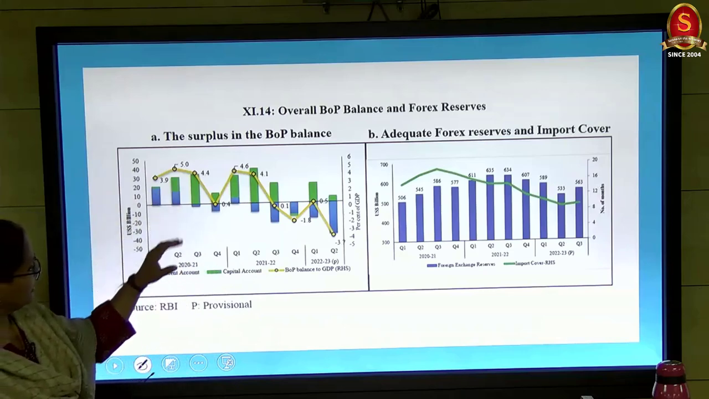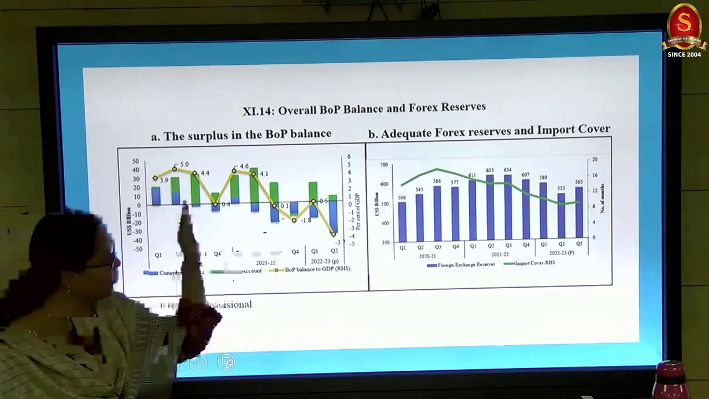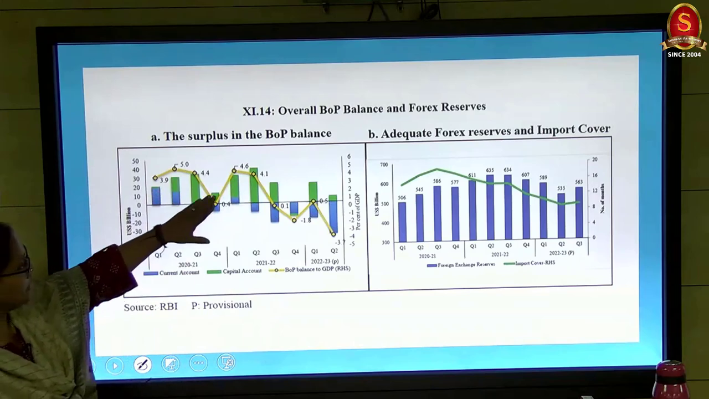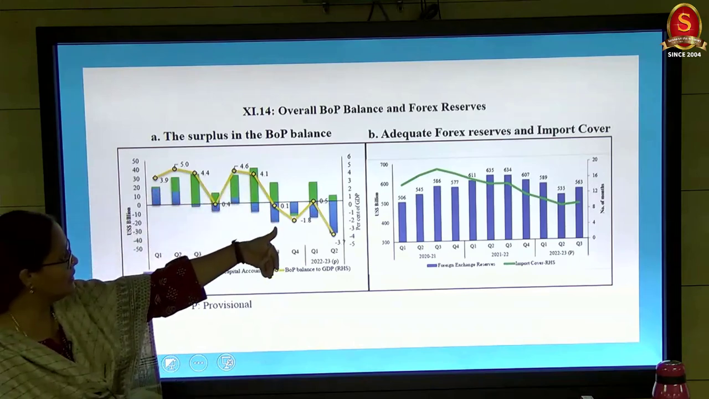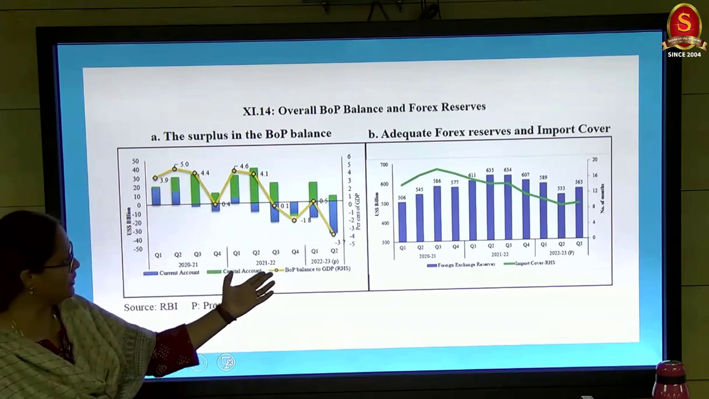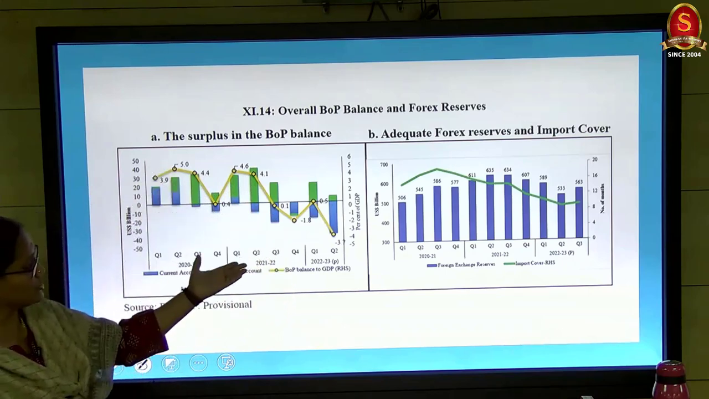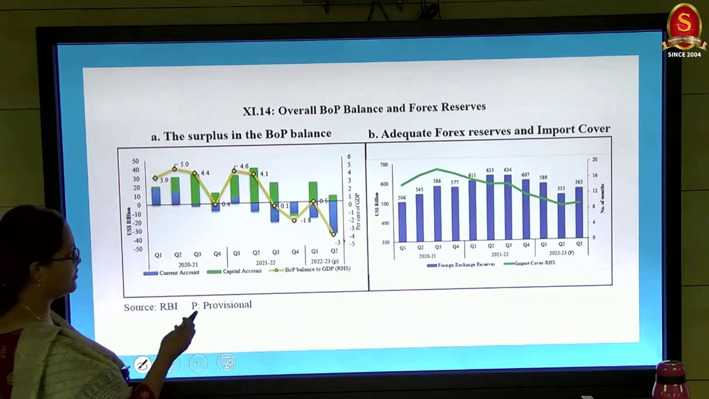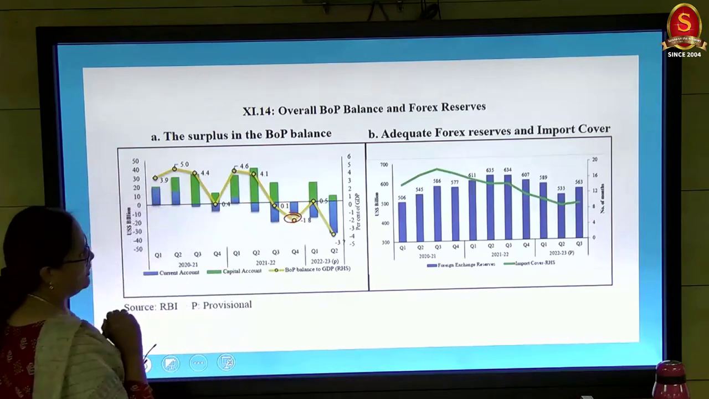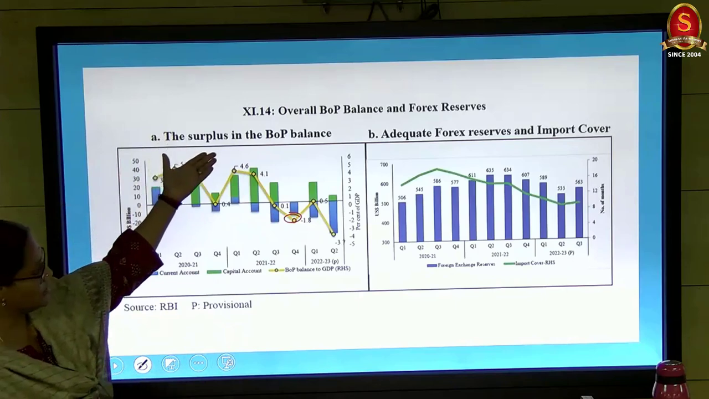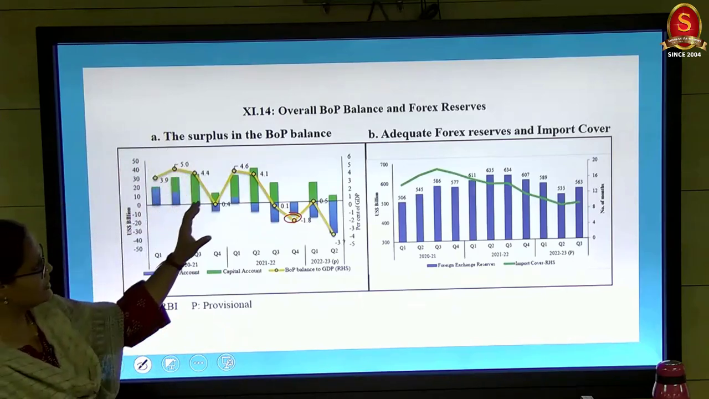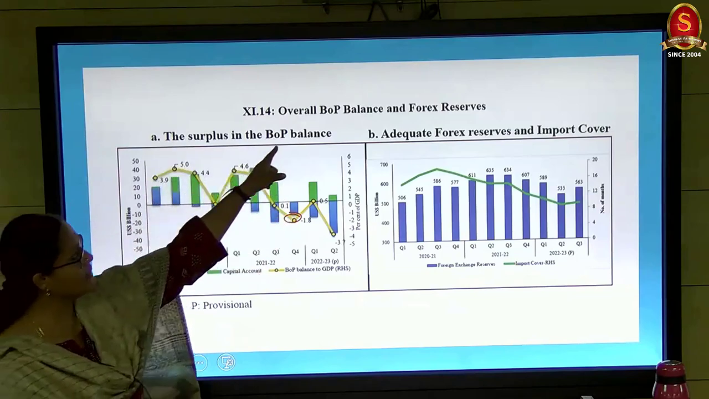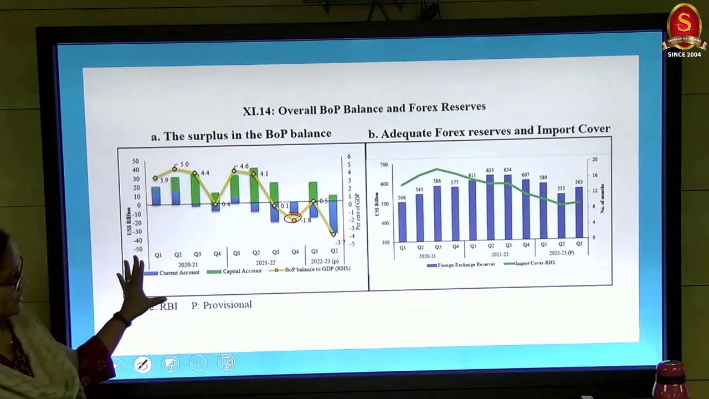Overall, you see the current account mostly in deficit in this graph, below this zero. And the capital account has been in surplus, except for one quarter of 21-22, where the FPI flight happened so much that even the capital account went into deficit. You can see this particular small green area. The rest of the time, we always see the capital account in surplus. This capital account surplus is what is covering the current account deficit, and overall we are getting a surplus in the balance of payments. That's this diagram.